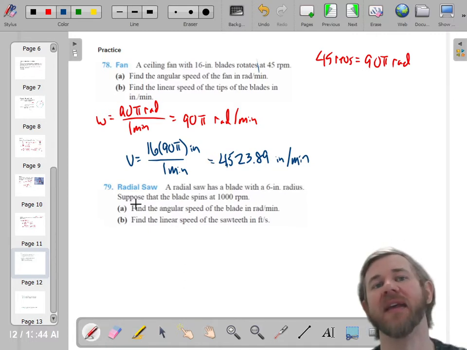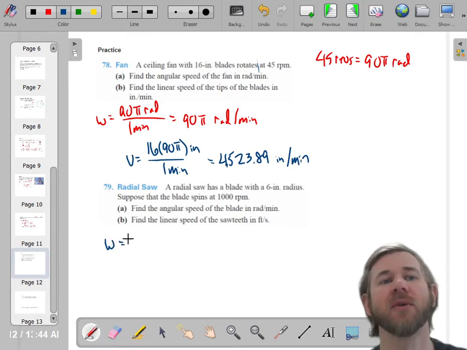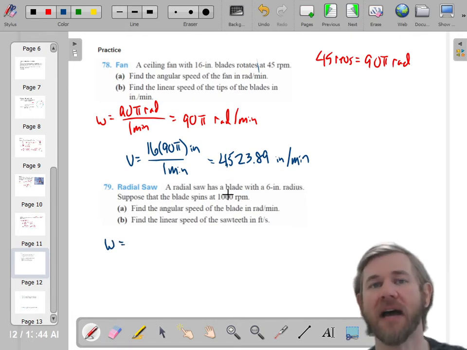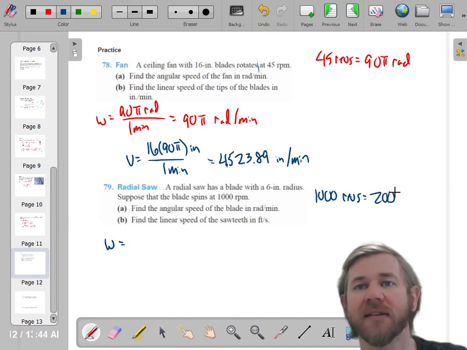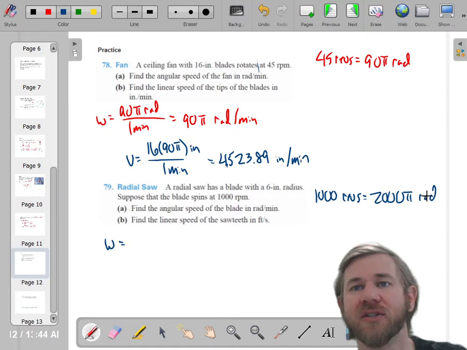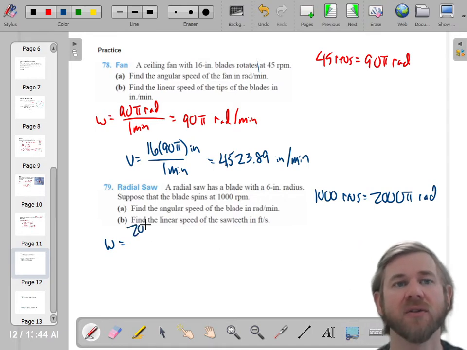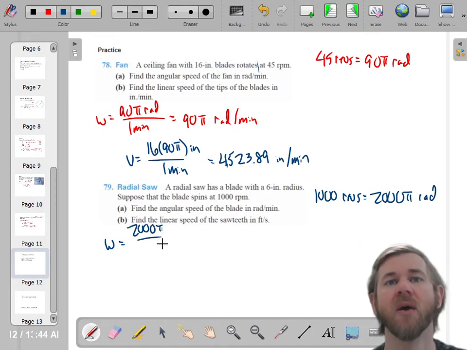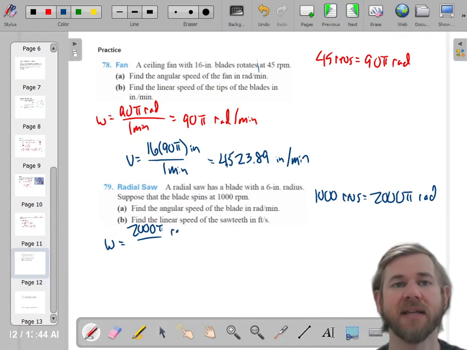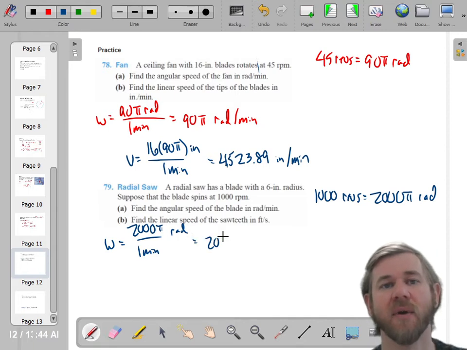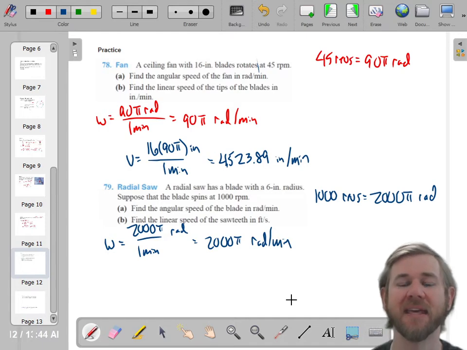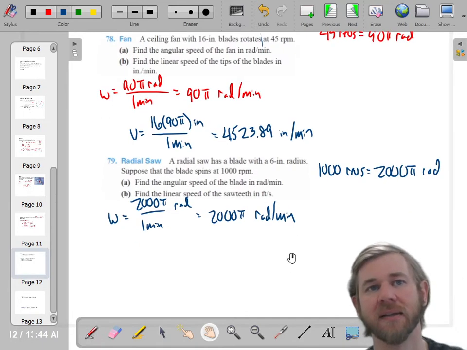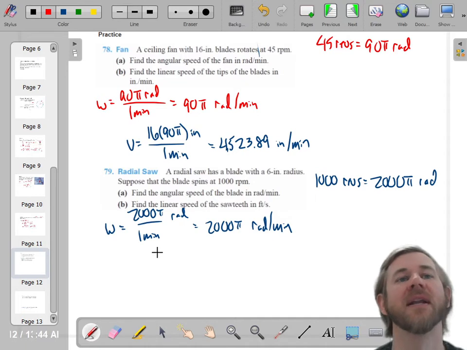Very similar. We're going to find the angular and the linear speed. So for the angular speed, we do theta over time. If it's 1,000 RPMs, you go around 1,000 times. That's 2,000 pi radians, because it's 2 pi radians for every time you go around. So 2,000 pi over, we want it radians per minute, so that's in radians. And if I just say it's RPM, so 1 minute. So this is 2,000 pi radians a minute. If they give you RPMs, they're giving you the angular speed. Like I said, we're just converting it into radians.